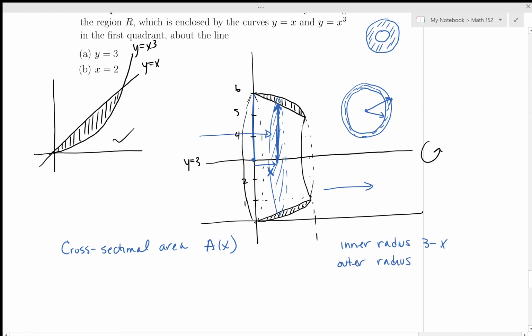Say the outer radius. The outer radius is 3 minus x squared. Y equals x squared is this curve right here. So I have an inner and outer radius on my washer, and I can then calculate what the cross-sectional area A of x is. A of x is pi r squared: pi times the outer radius squared, minus pi times the inner radius squared.